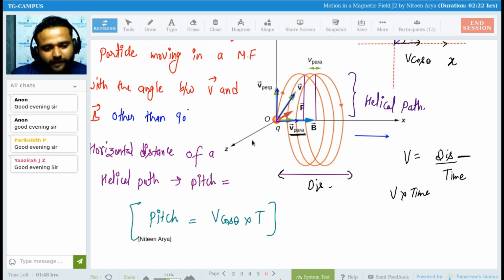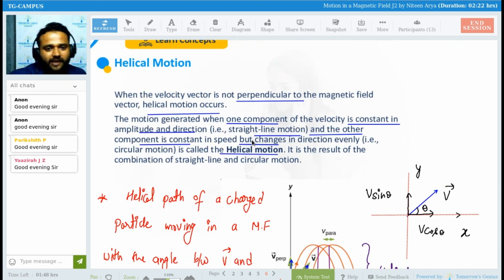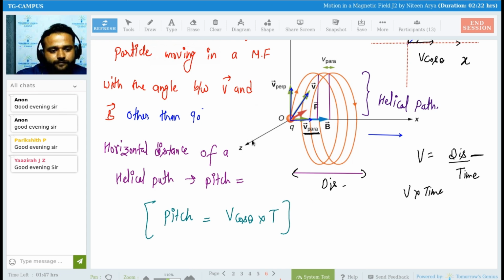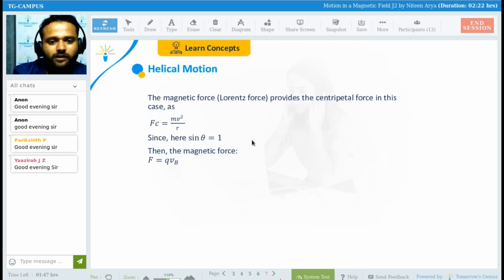And what is the time period? We are going to find it. Is this clear, whatever I am saying right now? Everyone clear? That is important. Most of the time you don't get questions on circular path, but for this you may get, even in JEE Advanced and Mains. So this is helical motion, where the magnetic force, the Lorentz force, provides the centripetal force.